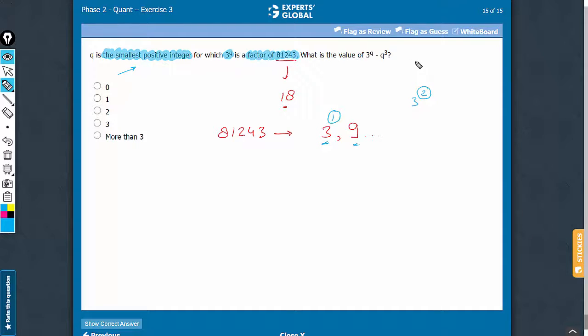We have to find the value of 3 raised to power q minus q raised to power 3, so 3 raised to power 1 minus 1 raised to power 3. This is 3 minus 1, the answer is 2, and therefore C is the correct answer choice.